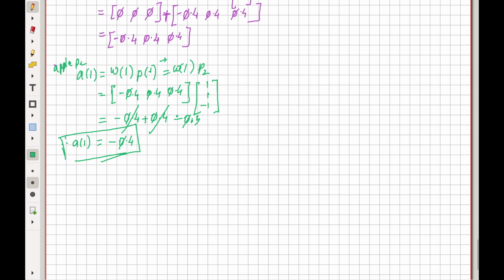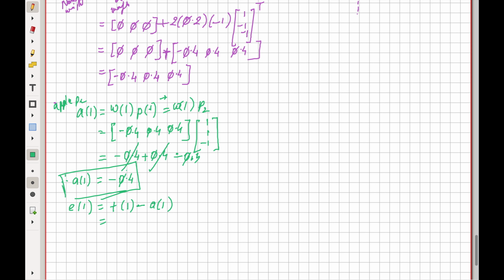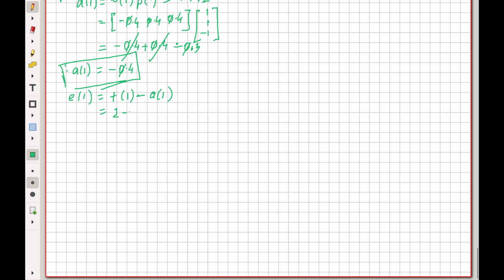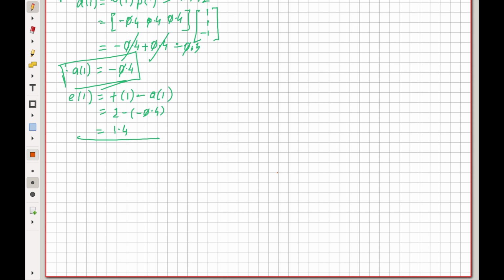Now it's time to calculate the error of this iteration. So we calculate E1 is equal to T1 minus A1, and our T1, the target for P2, was 1. The value we calculated was -0.4, so our error has increased to 1.4. We use this error now again to update our weights, so in the next iteration we update our weights again.